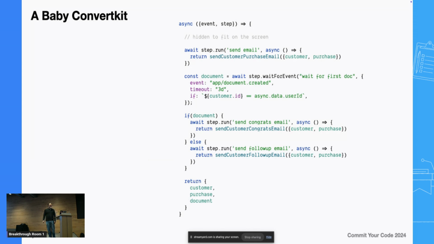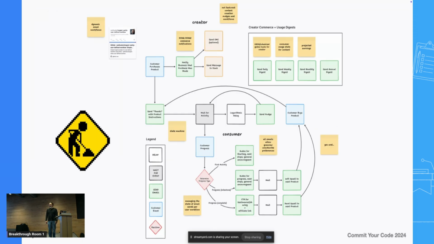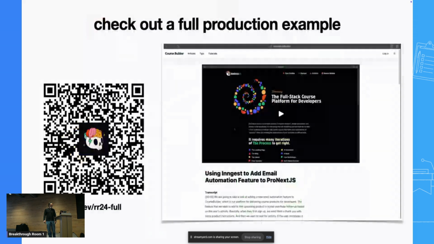Right, so now we have a workflow. We have kind of a baby ConvertKit. Honestly, this is a work in progress. We're still not there. Other things come up. We still use ConvertKit. I was in there this morning sending emails, so we're not quite there.